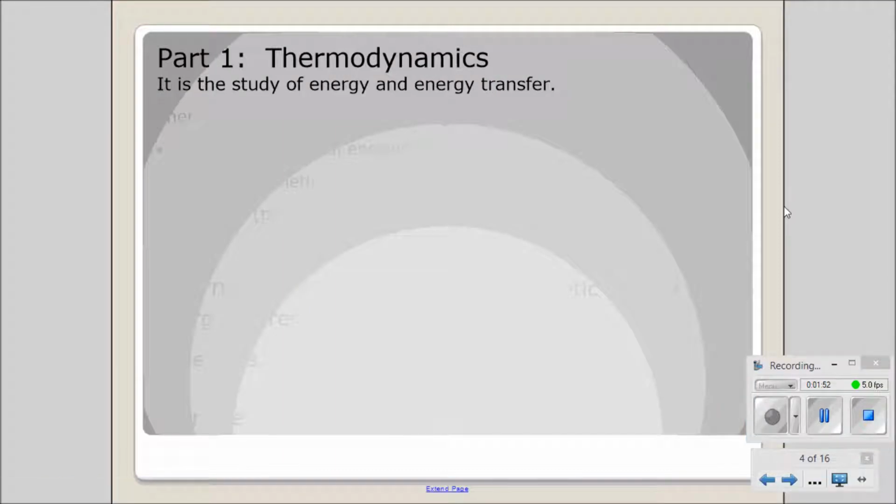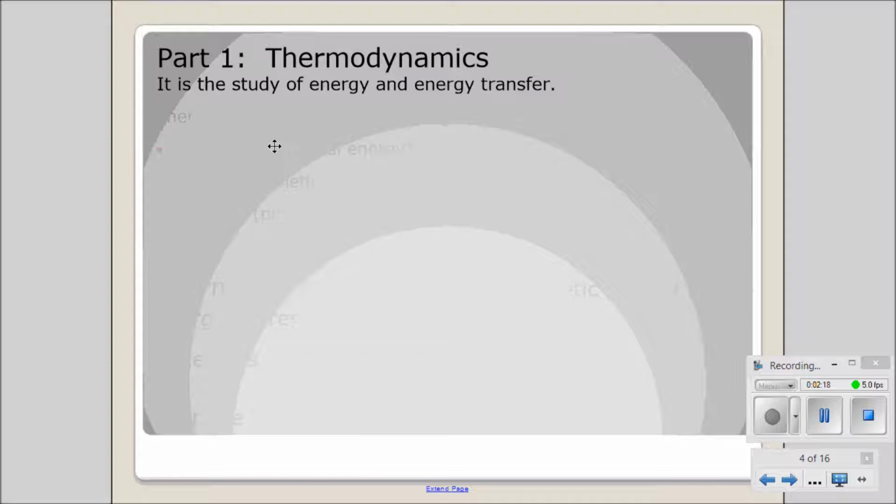Okay, so this leads us into part one, which is thermodynamics. Now, thermo means temperature or heat, and when you talk about dynamics, you're talking about change. So it's really the study of heat, energy, and energy transfer. I'd write some of this down as we go through, so pause and write some stuff down. There are three forms of energy changes that can be classified.